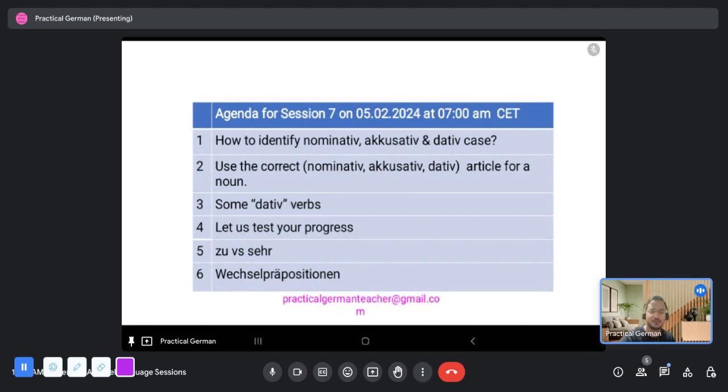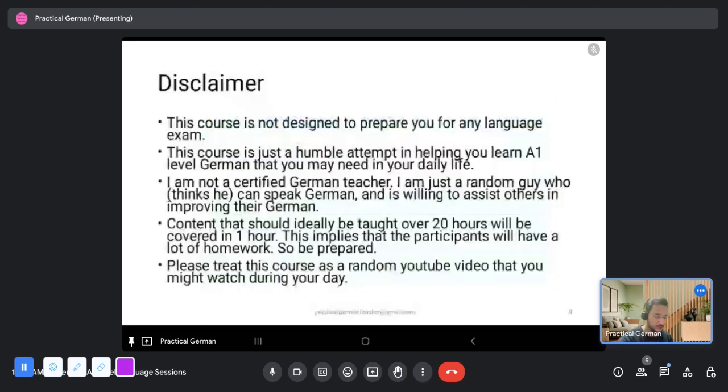Then we'll talk about these two words, zu and sehr, and what they mean. Then let's see if we have enough time. We'll talk about Wechselpräpositionen. Normally when you have a preposition, what comes after the preposition is fixed. It will either be accusative or dative, or sometimes genitive as well. But then there are prepositions called Wechselpräpositionen. What comes after them may be dative, may be accusative. That's why Wechselpräpositionen.